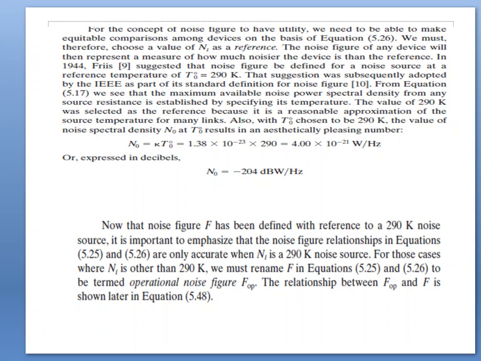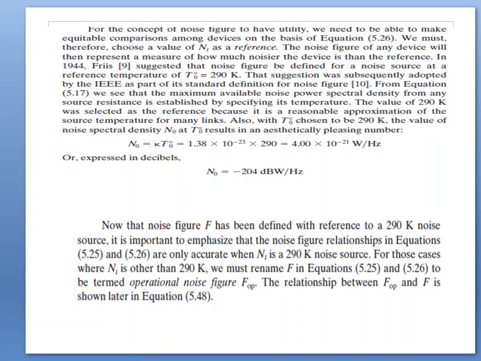Also, with the temperature chosen to be 290 degrees Kelvin, the value of noise spectral density N naught at temperature T naught results in an aesthetically pleasing number. That is, N naught is equal to k T naught, that is equal to 1.38 times 10 to the power of minus 23 times 290, which is approximately equal to 4 times 10 to the power of minus 21 watts per hertz. Expressed in decibels, that is minus 204 dBW per hertz.